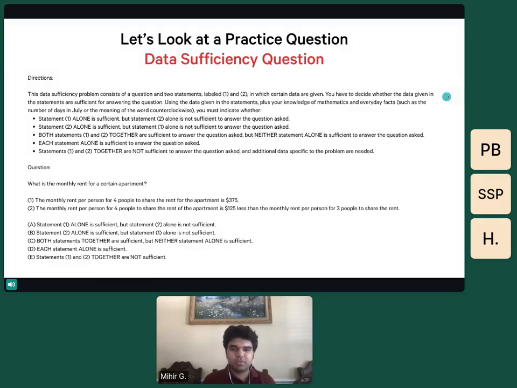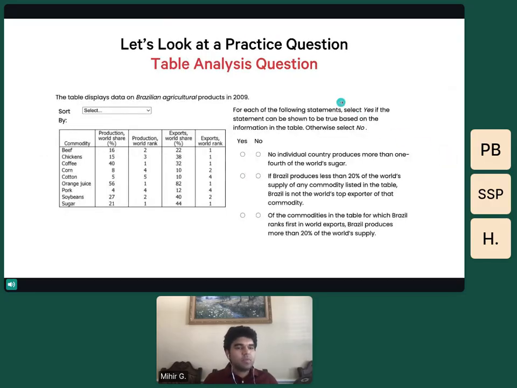Looking at the different types of questions, the first type of question is data sufficiency. Here, you're given a really long set of instructions, but to break it down for you, you're given a question and then you're given 2 pieces of information. And your job is to determine whether or not those pieces of information, either independently or together, are enough to answer that underlying question.